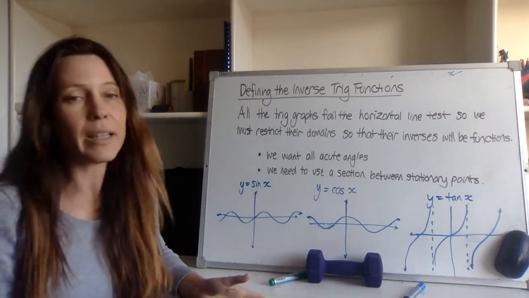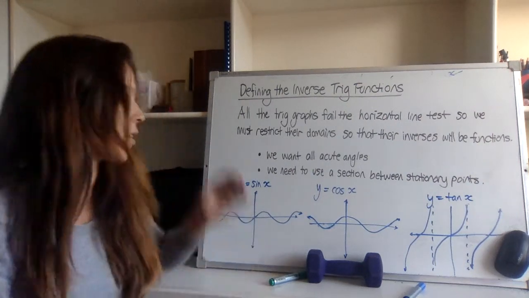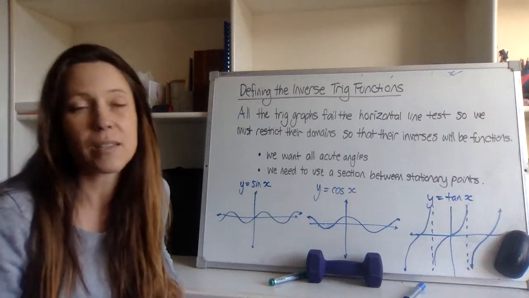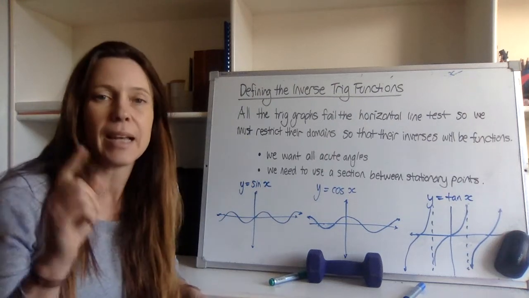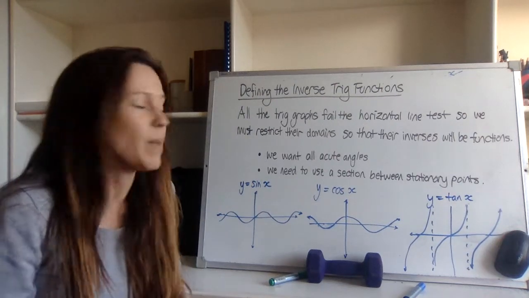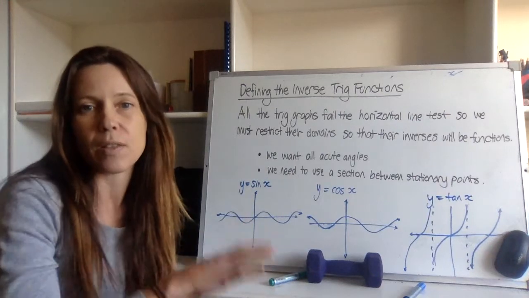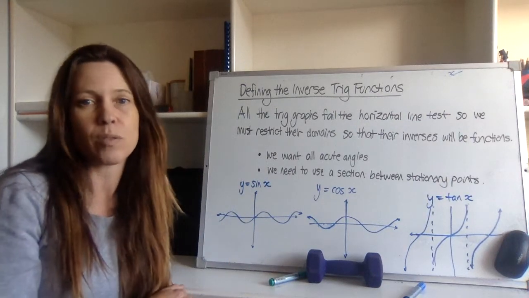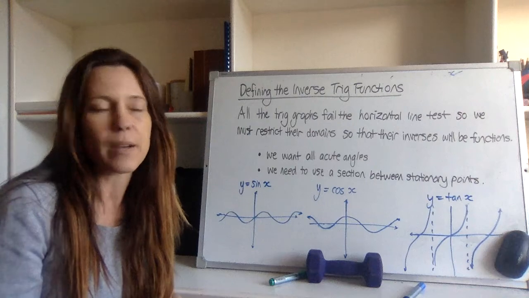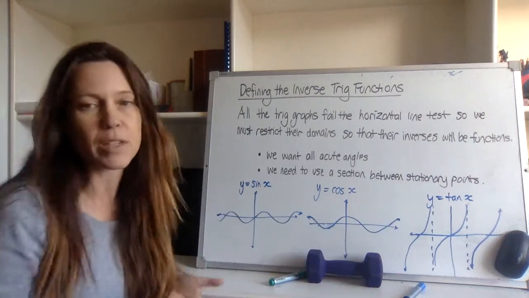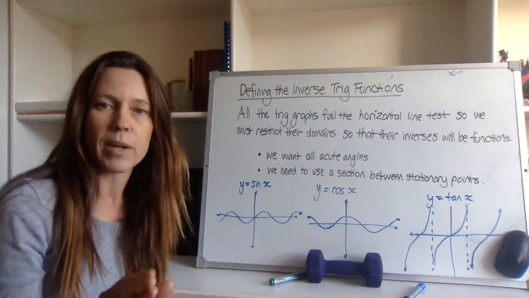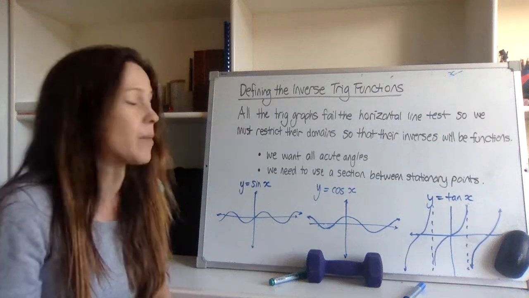So clearly, all of their inverse relations are going to fail a vertical line test. So they won't actually be functions unless we can restrict the domain on the original function so that then our inverse is also a function. And we're going to do that with each of these three graphs in a very specific way so that we always use the same restriction.